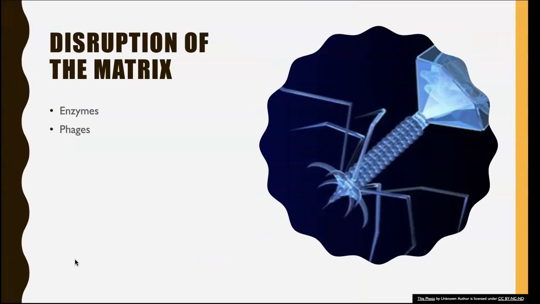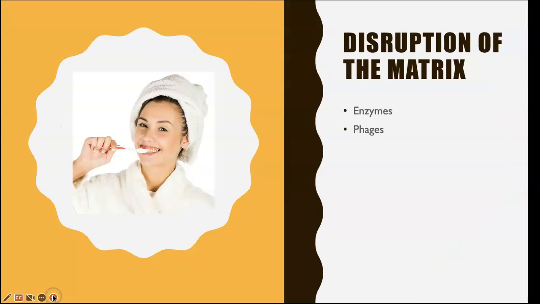Okay. So we can disrupt the matrix of the biofilm using enzymes or phages. And this type of treatment is really being studied. For example, there are bacteriophage therapies against biofilms that are currently being explored, and some are listed in the sources at the very end of this presentation. But in general, all we want to do is prevent biofilms before they happen.